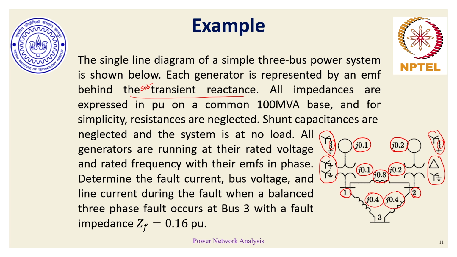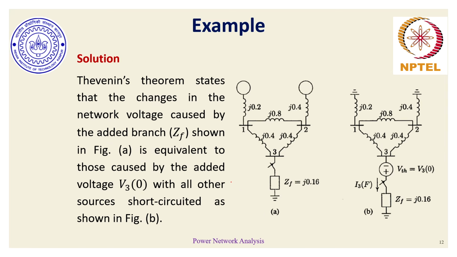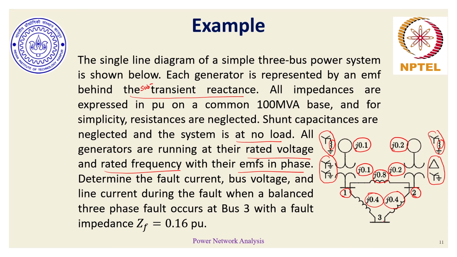The question here is that during a no load pre-fault condition, because generators are at no load, they are running at their rated voltages with rated frequencies so that the EMFs are all in phase. We have to find the fault current, bus voltage, line currents, etc. during a balanced fault at bus 3 through a fault impedance of ZF equal to 0.16 pu. That is, in case this switch gets closed, what would be the currents through these lines, what is the contribution of the generators, the corresponding voltages and so on.